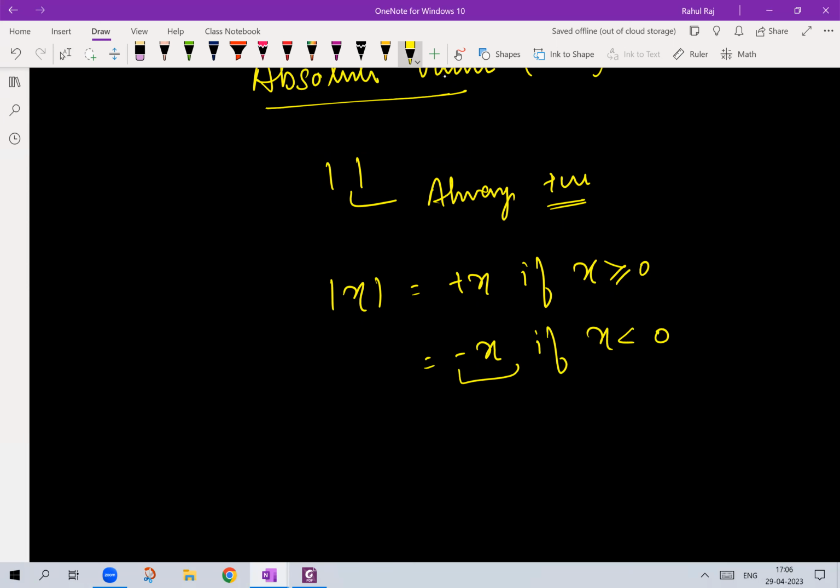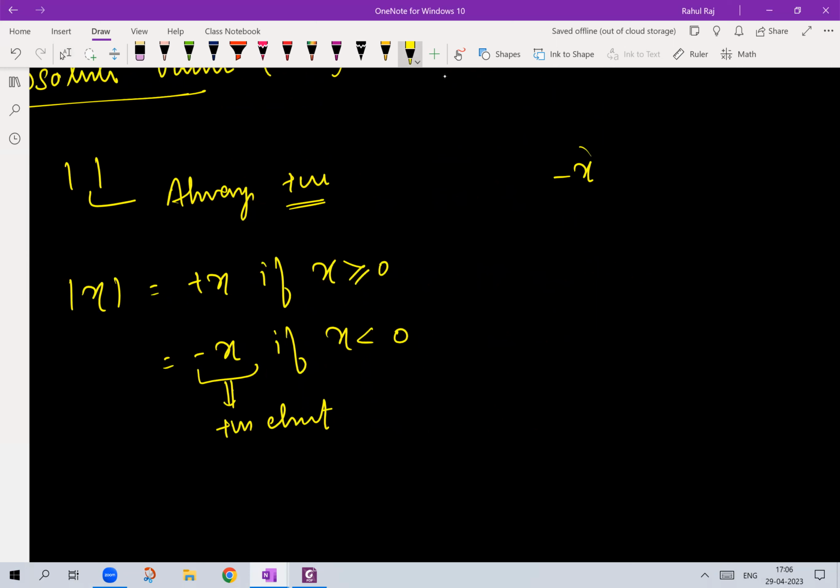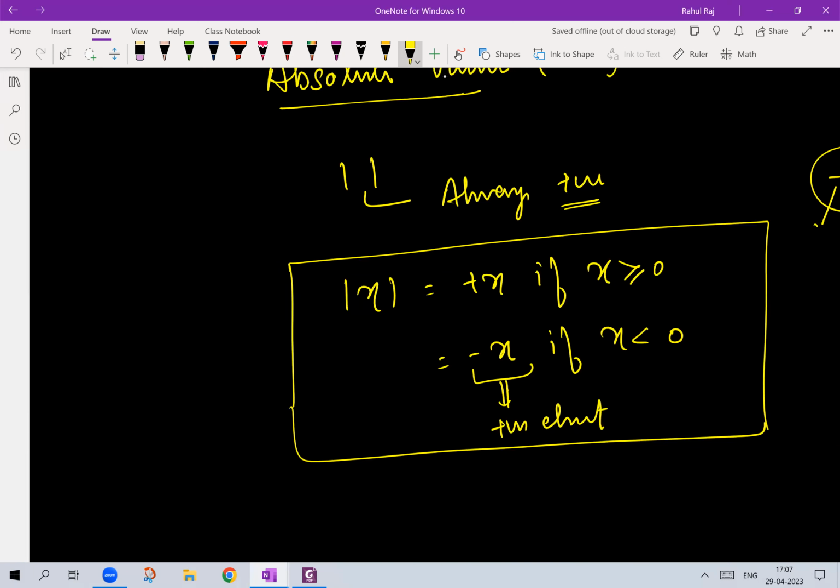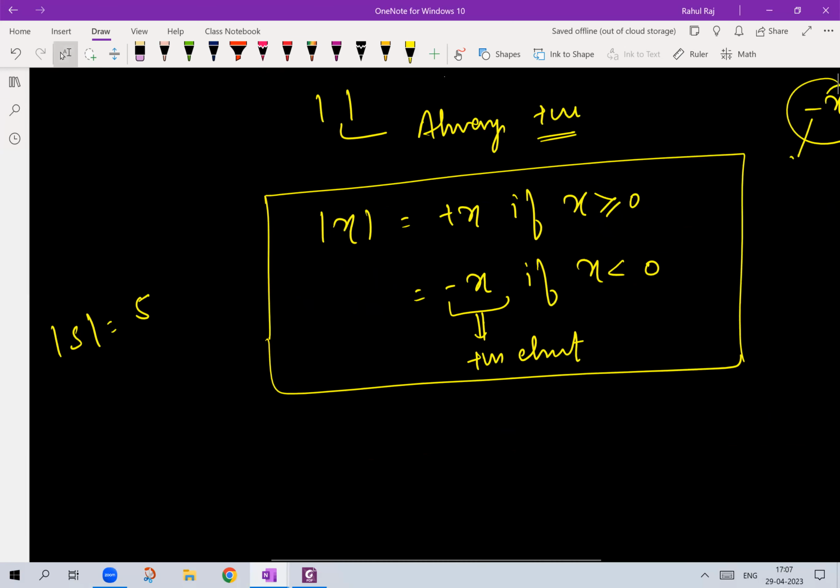Please understand, negative x is also a positive element. Negative x doesn't mean that x is negative. It means that negative and x are two different elements. This needs to be understood very properly. If you don't understand, please tell me. If I do mod 5, this is just 5. But if I do mod of negative 6, what is this? Negative x, where x in this case is negative 6. So negative of negative 6 makes it positive 6.